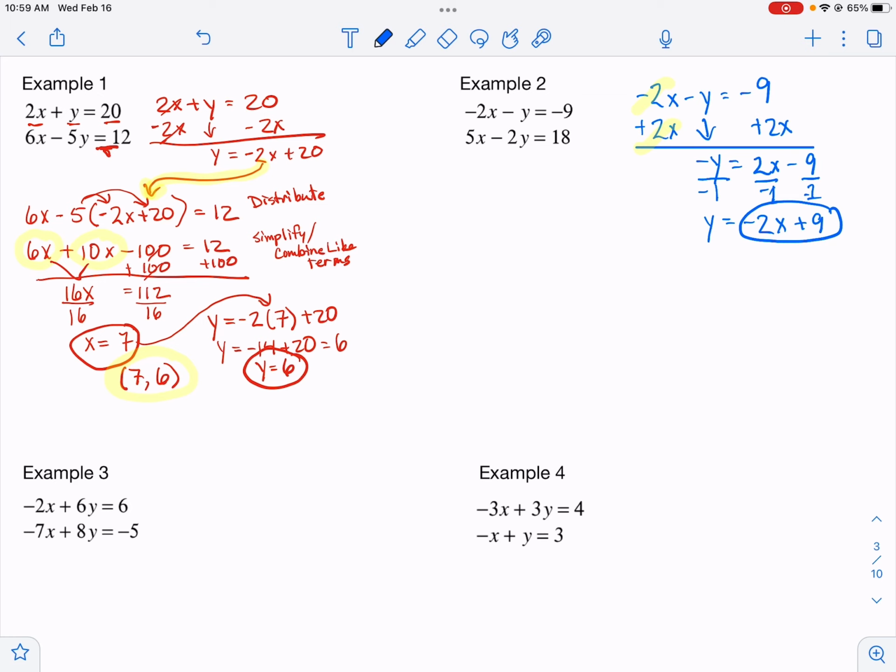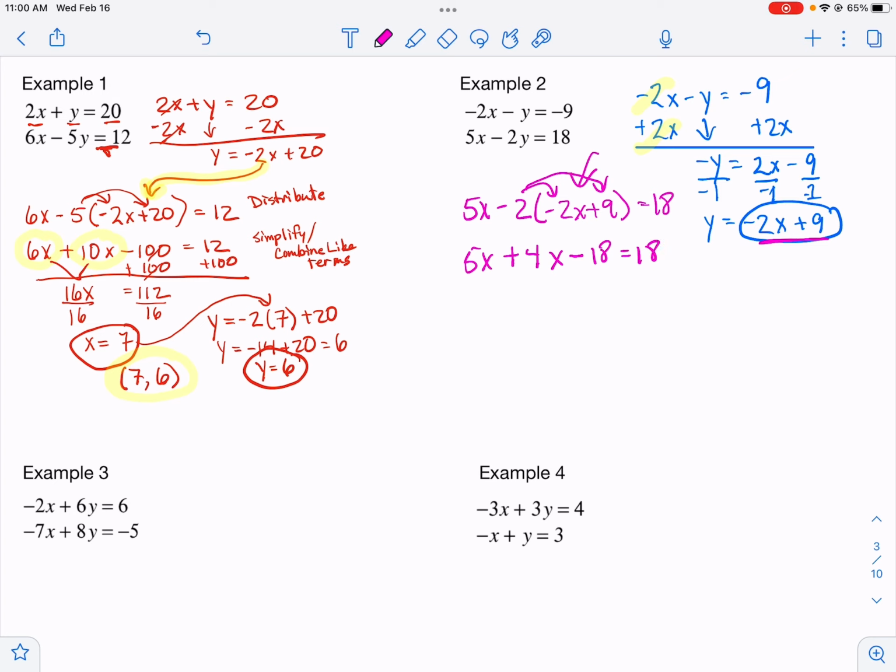So now I'm going to take my other equation. I'll do it in a different color, pink. 5x minus 2 times negative 2x plus 9 equals 18. So I've taken that value and plugged it in right there for y, because that's what y is equal to. And I'm going to distribute. So you should start seeing a pattern here. 5x, negative 2 times negative 2x is a positive 4x. Negative 2 times a positive 9, well, negative times positive is negative, and 2 times 9 is 18, and this is equal to 18.